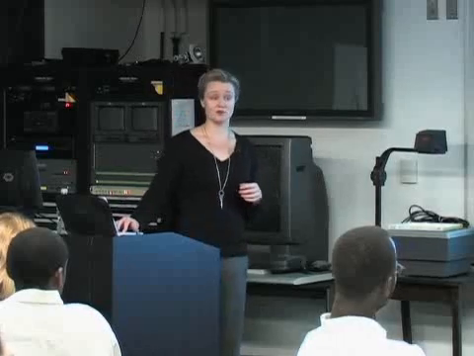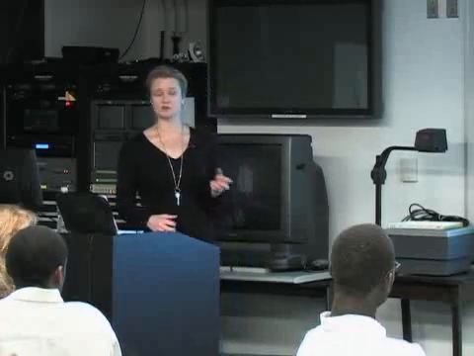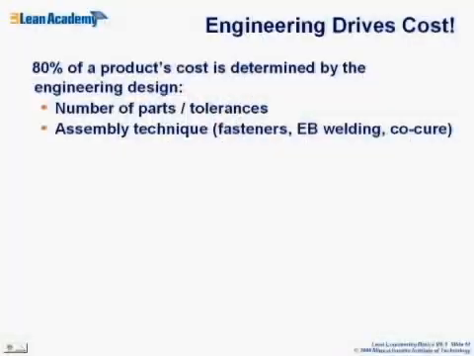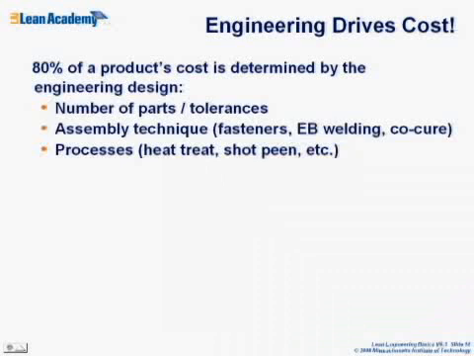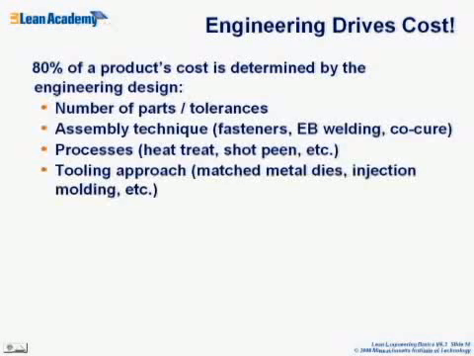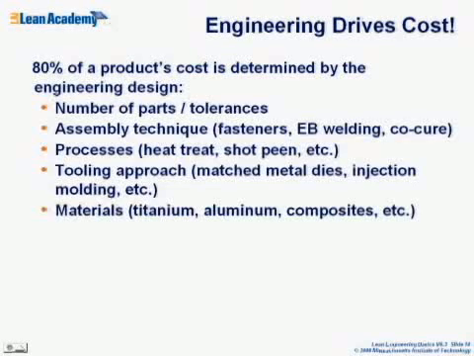I'm sure some of you who have gone through engineering classes have talked about how strict tolerances can really increase the cost of producing a product, whereas if you relax tolerances, you may get to a slightly lower cost on your parts. You can think of assembly techniques. Different assembly techniques cost different amounts of money. Some are much more complex and complicated, as well as processes to treat raw materials. And the tooling approach that you might use, again, that ranges from cheaper to more expensive. Materials. If you want to build something out of titanium, it's going to cost you differently than to build it out of other materials.